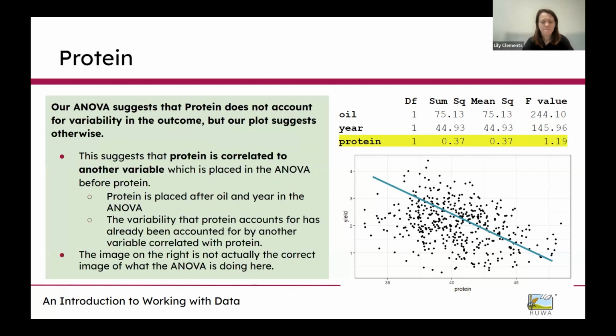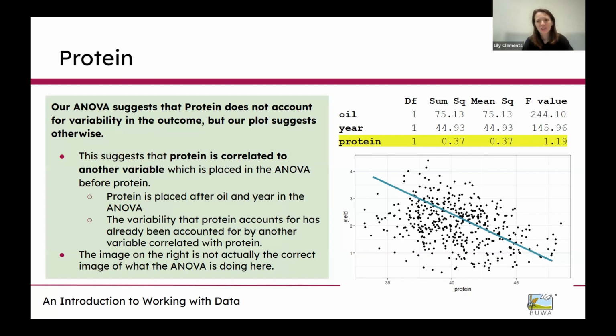Well, our ANOVA suggests that protein does not account for variability in the outcome, but our plot suggests otherwise. Therefore, this implies that protein is correlated to another variable which is placed in the ANOVA before protein. In other words, protein is placed in the ANOVA after oil and year, so protein is strongly correlated with either oil or with year. The variability that protein accounts for has already been accounted for by another variable correlated with protein.